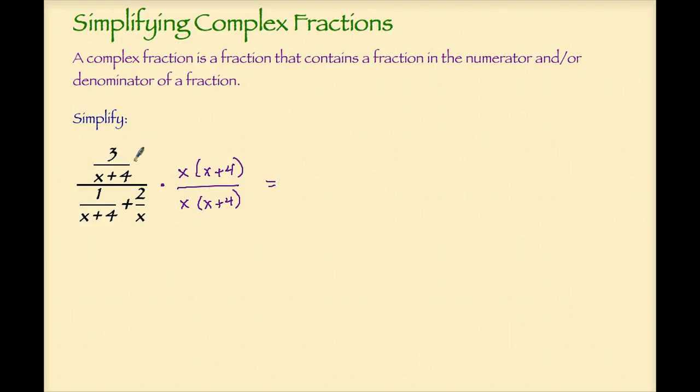Notice what happens in the numerator. 3 over (x plus 4) times x(x plus 4) over 1, you can think of it that way, cancels these x plus 4's, leaving just 3 times x in this numerator. In this denominator, we're going to distribute x(x plus 4) to the first fraction, which cancels the x plus 4, leaving an x times the 1, which is x. And then we distribute it to the second term, and the x's cancel, leaving 2 times (x plus 4). So this becomes plus 2 times (x plus 4).